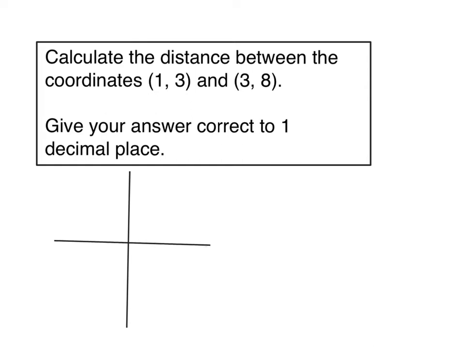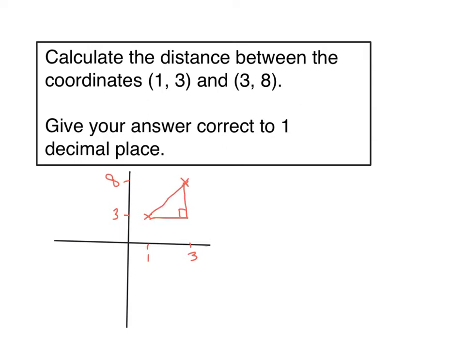So I've got 1, 3: 1 across, 3 up, so that's about there. And then 3, 8: 3 across, 8 up. And I'm just going to draw in the right angle triangle that makes, because as soon as you draw that right angle triangle in, you should realise that we're doing Pythagoras.